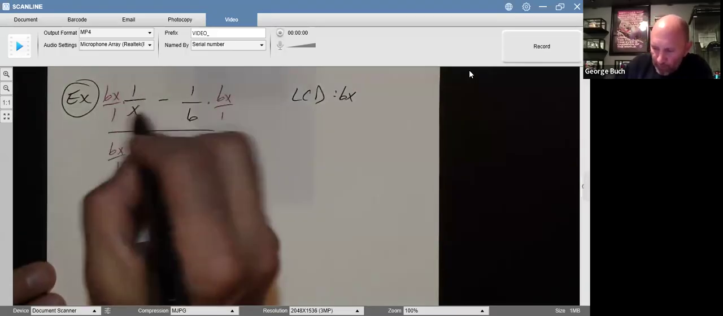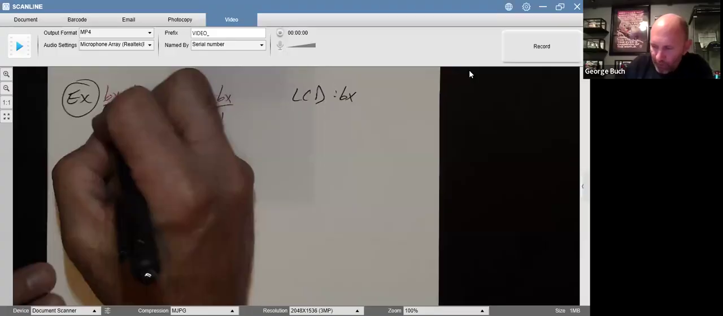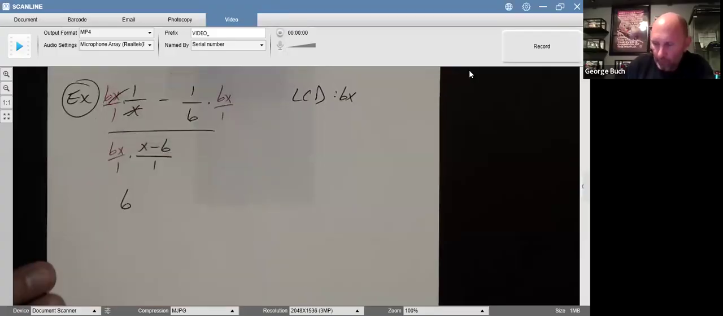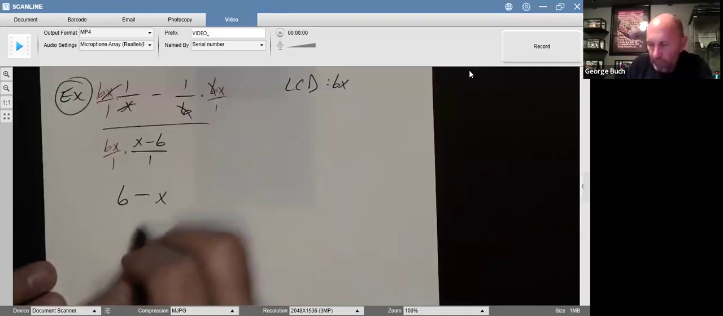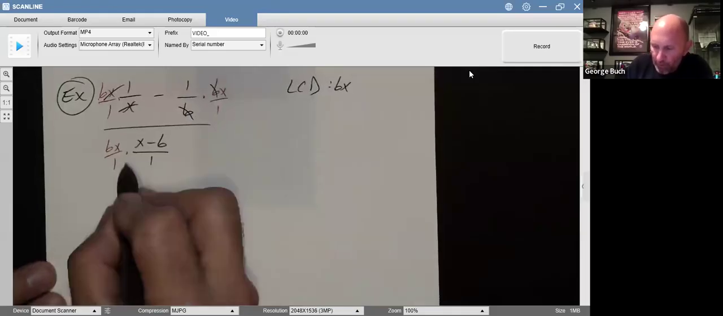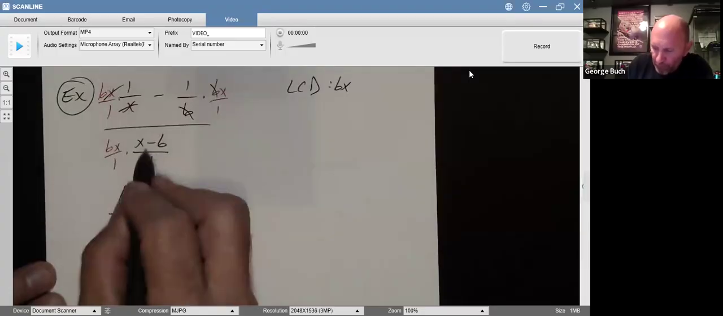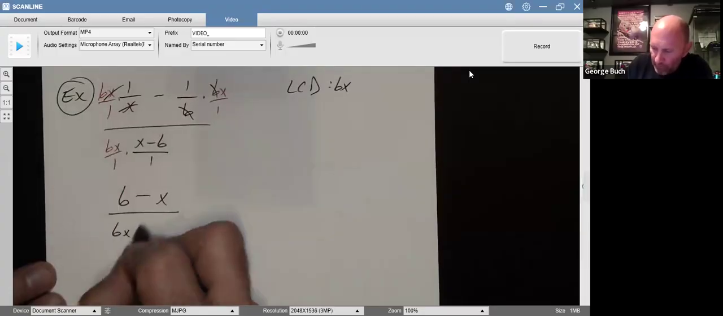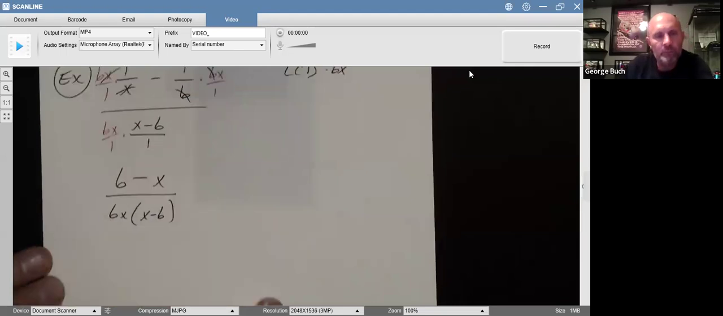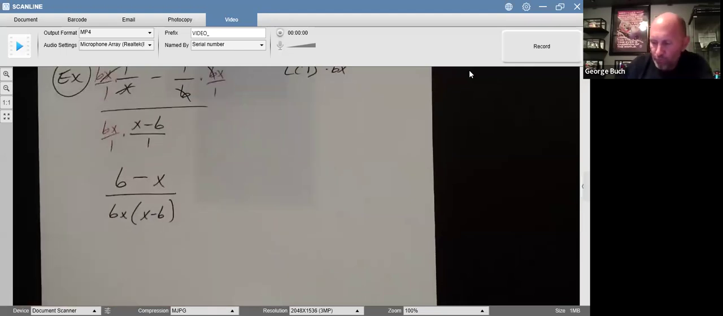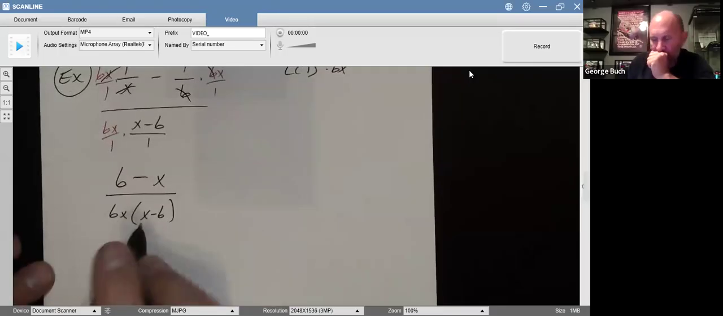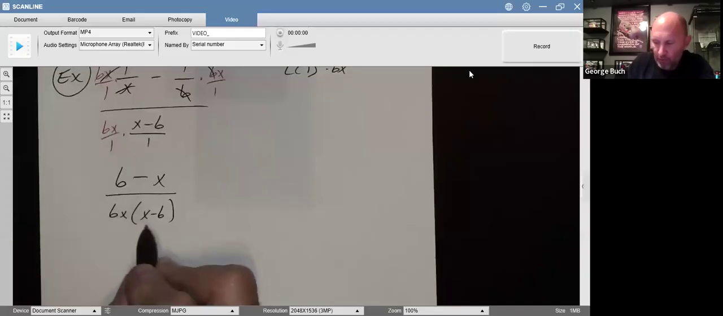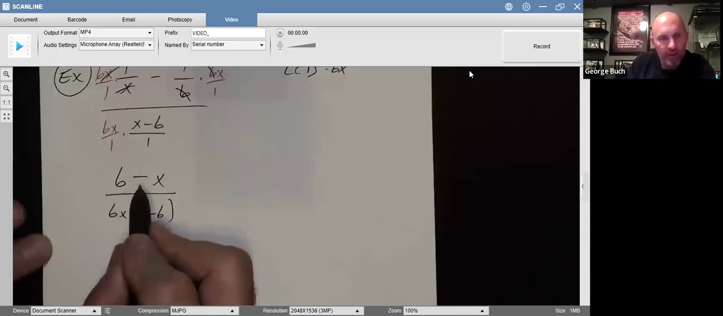So in this first term, again, the x's cancel. 6 times 1 is 6. Minus. Here, the 6's cancel, so I have 1 times x is x. And then down here, nothing cancels out, so I just have 6x times x minus 6. So can I cancel anything here? No, I cannot. Because I have x minus 6 down here, but I have 6 minus x in the top.